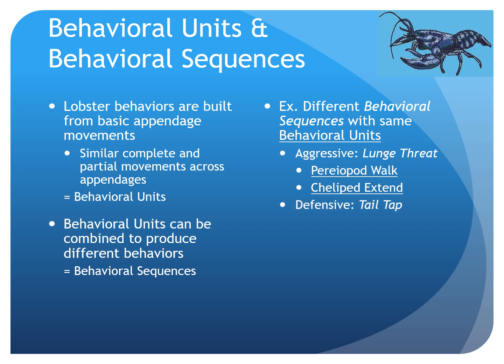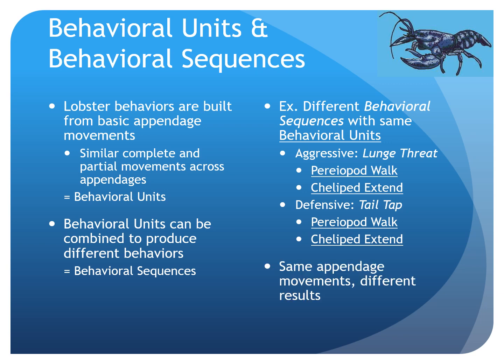The other lobster will be performing a defensive tail tap. It will start off by using pariapod walk to move backwards, followed by an abdomen tail tap and holding out its calipeds in a caliped extend. So this is how the same appendage movements can be modified and combined to produce different results.